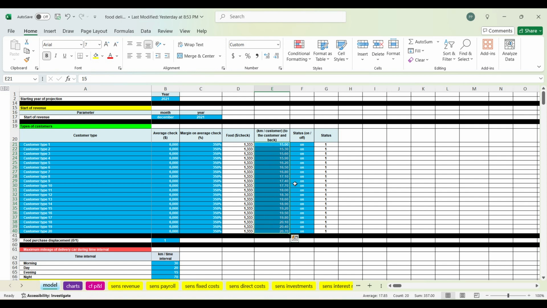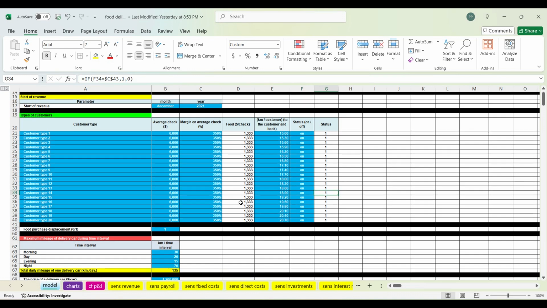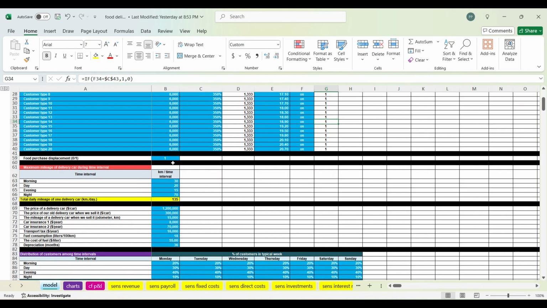What else we can do, we can switch on and off each type of customers from calculations and see the cash flow statement with or without each type of customers. If we purchase food before we get the revenues, then we set up 1 here. If we pay for the food from the revenues, then we place 0 here.